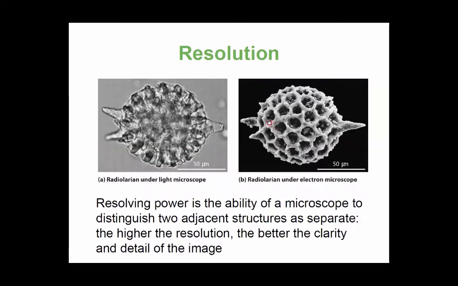The second parameter that is important in microscopy is a thing called resolution. Resolving power is the ability of a microscope to distinguish two adjacent structures as separate dots. In this case, it is difficult to distinguish one dot as separate from the other. So this is looking blurry, whereas the same organism under electron microscope has a much clearer, crisp image because it has a greater resolving power.